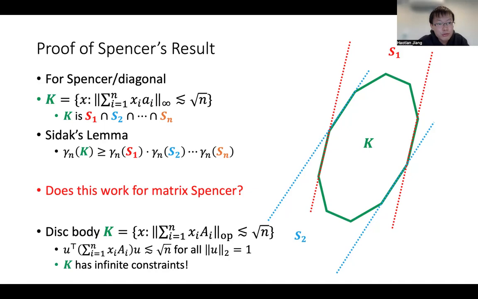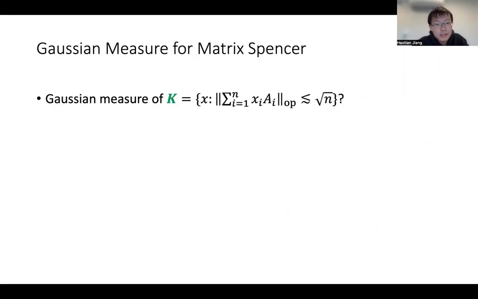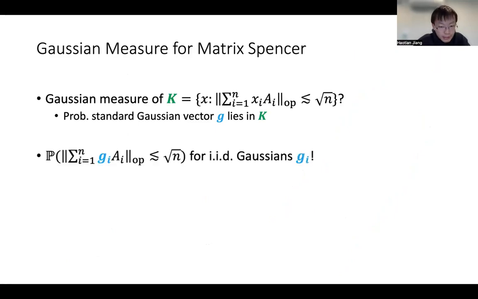Okay, so what are we going to do now? Let's go back to the definition of the Gaussian measure of the discrepancy body K. This is the probability that a standard Gaussian vector G lies inside K. If you write this out, this is the probability that the sum of g_i A_i has operator norm at most a constant times root n for IID Gaussians g_i.